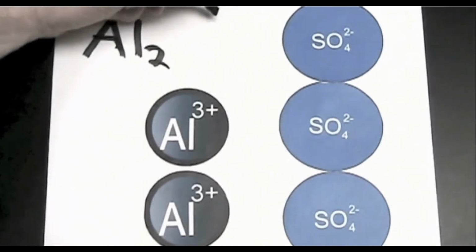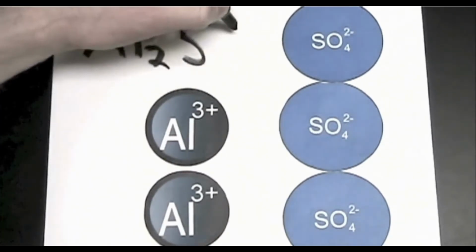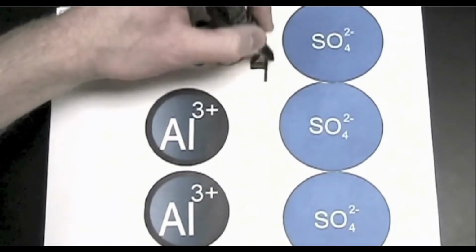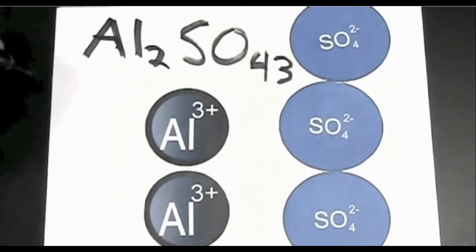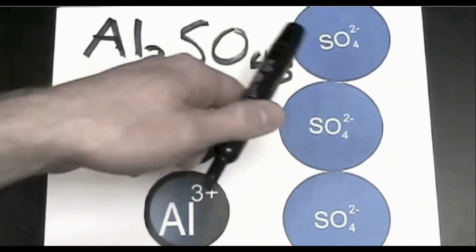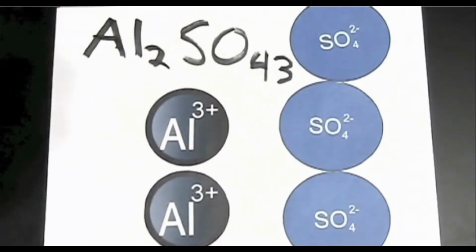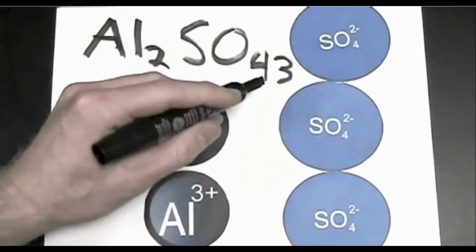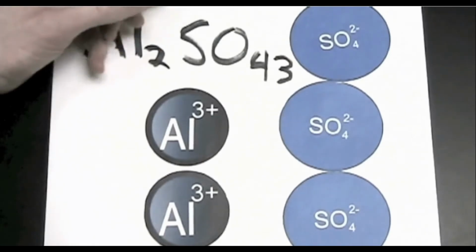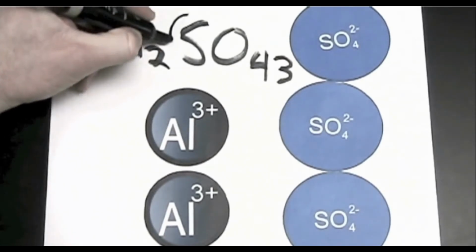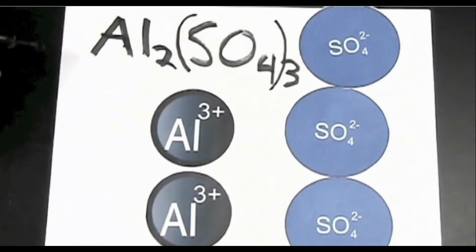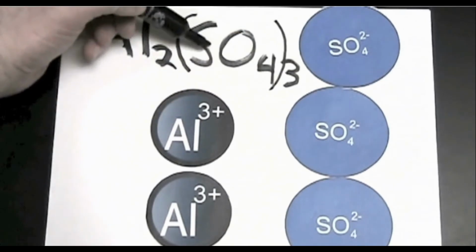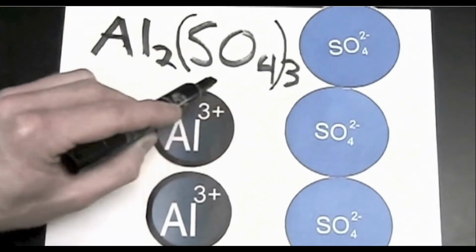Now you might be tempted to do this, SO4, and then say that there are 3 of those, but the problem is now it looks like we're saying that there is 1 sulfur and 43 oxygens. Well, we definitely don't have 43 oxygens here, do we? The way to prevent that error from happening is whenever you have more than one polyatomic ion, you always want to put that polyatomic ion in parentheses. So it's 2 aluminums, and we have 3 of our sulfate ions.